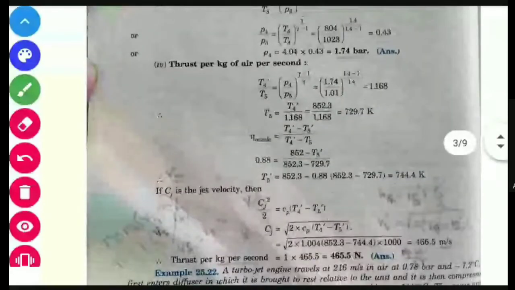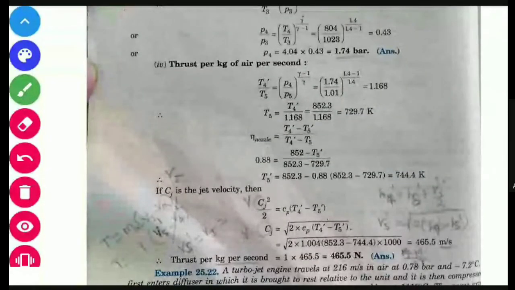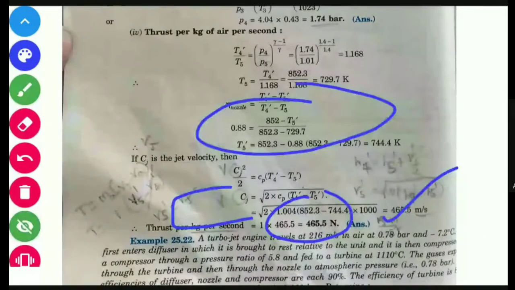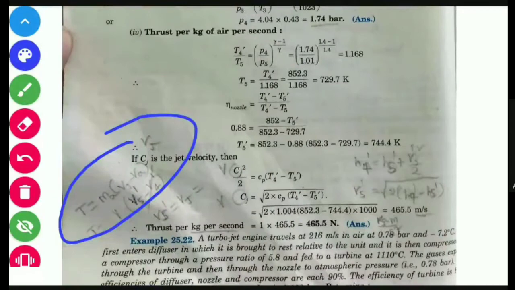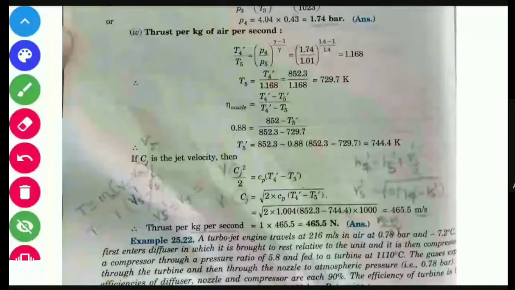Okay. Still the last one, you have to find out the thrust per kg of air per second. Thrust per kg of air per second. So for that, as you know, thrust means the product of mass and velocity. This is the thrust formula actually. We already discussed in the terminology. Thrust is equal to Ma into (Vj minus Va). Vj minus Va. But here, the device is in between 5 and 4.